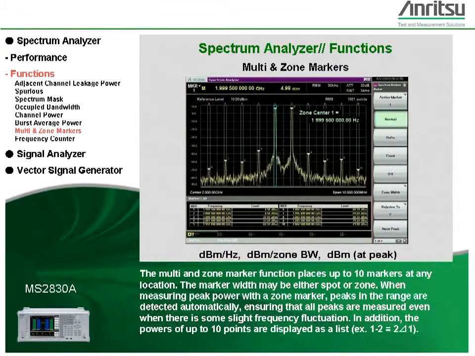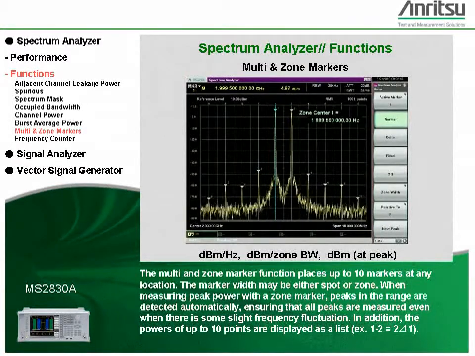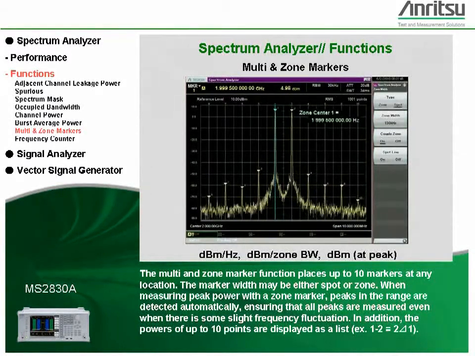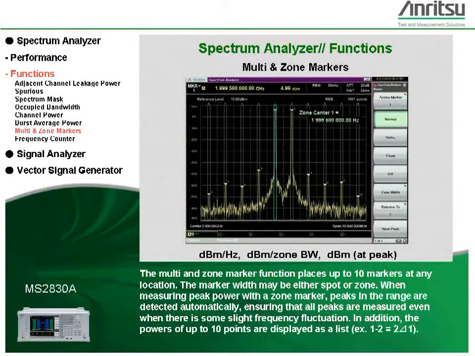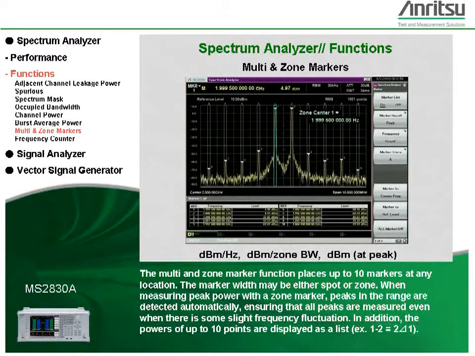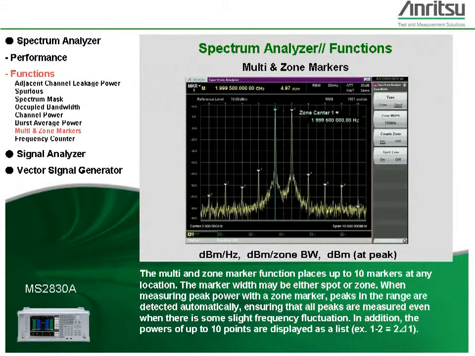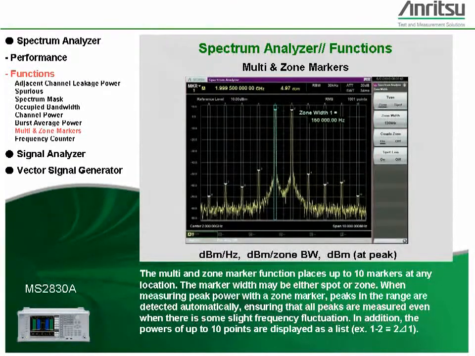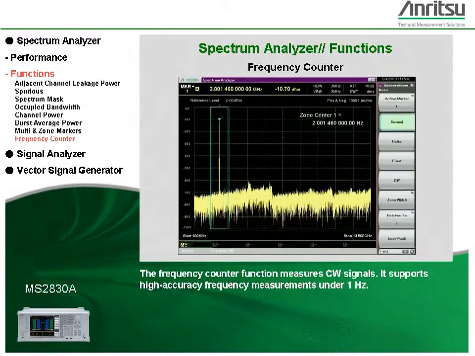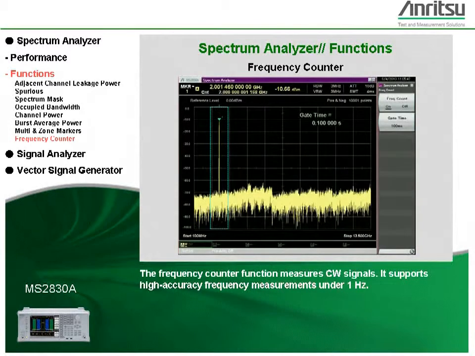When measuring peak power with a zone marker, peaks in the range are detected automatically, ensuring that all peaks are measured even when there is some slight frequency fluctuation. In addition, the powers of up to 10 points are displayed as a list. The frequency counter function measures CW signals. It supports high-accuracy frequency measurements under 1 Hz.